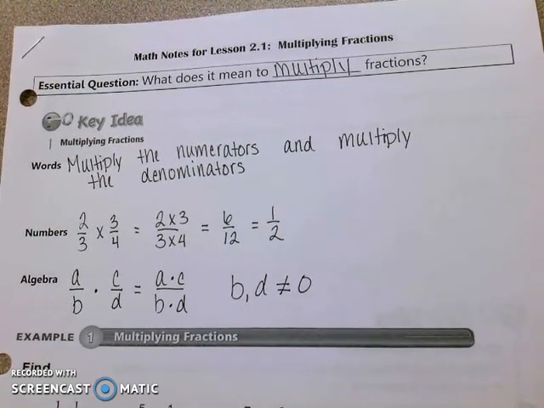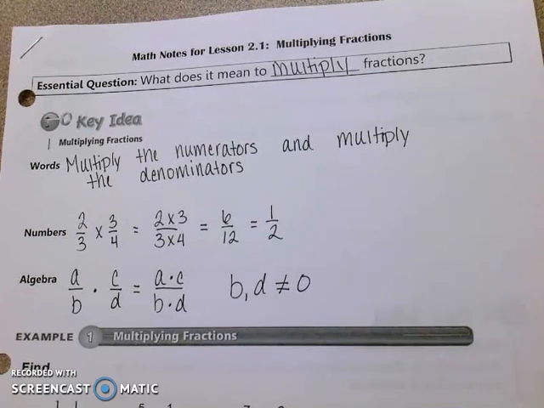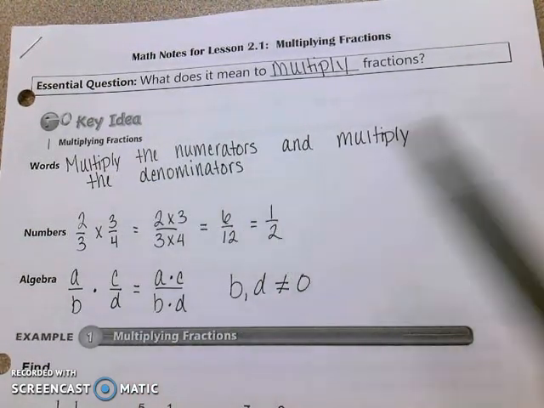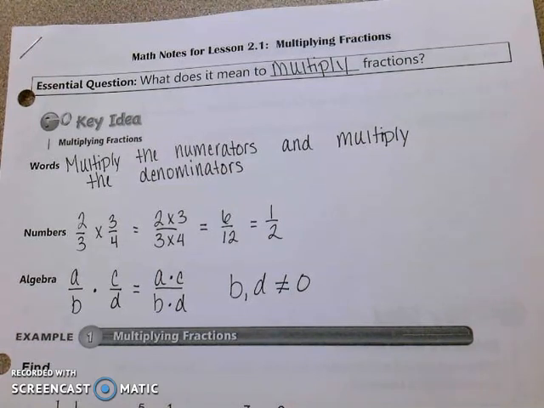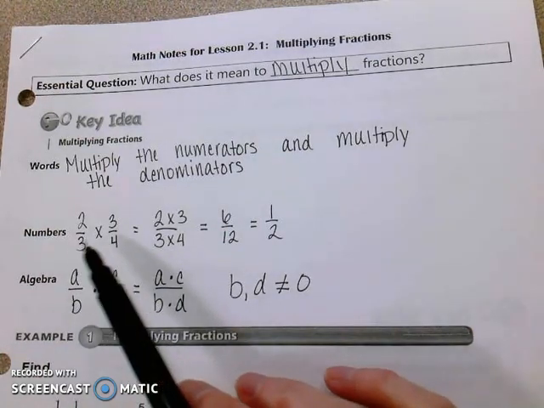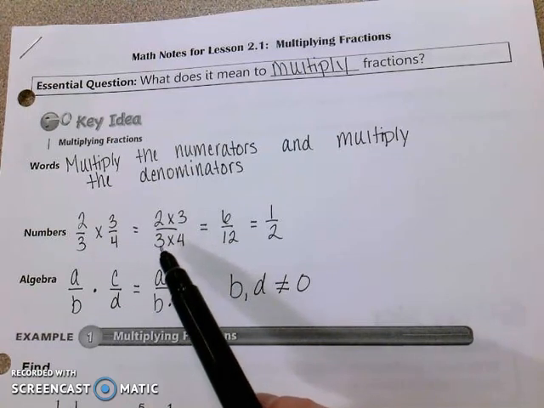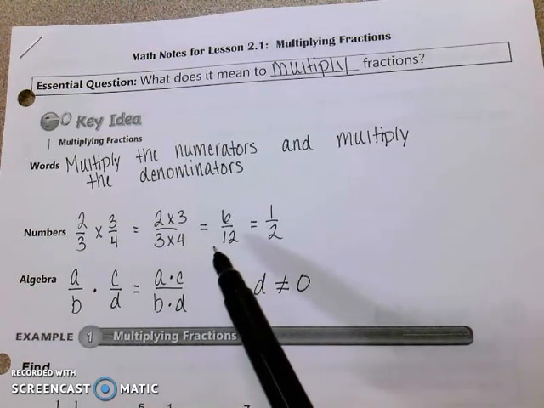Okay, so to multiply fractions, we have discovered that we need to multiply the numerators and then multiply the denominators. An example we looked at on our previous handout was 2/3 times 3/4, so multiplying those numerators, multiplying those denominators, and then simplifying.